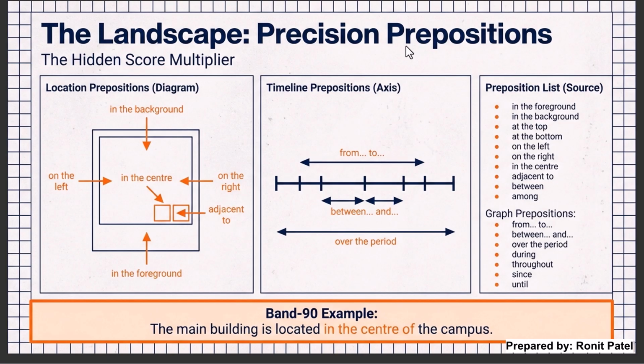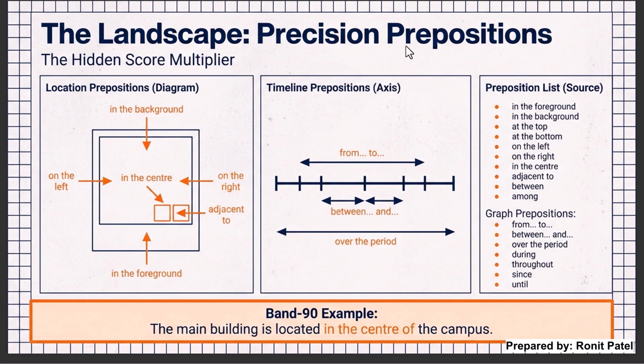Prepositions. Prepositions prove spatial intelligence to the AI. First, location prepositions. These are used for images and maps. In the foreground, in the background, at the top, at the bottom, on the left, on the right, in the center, adjacent to, between, among.